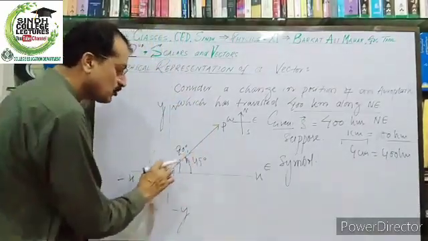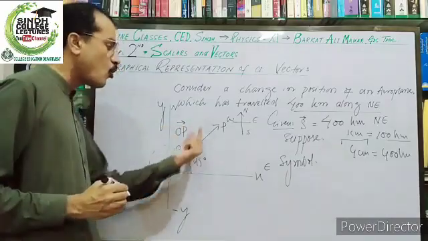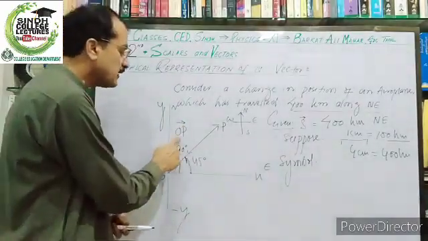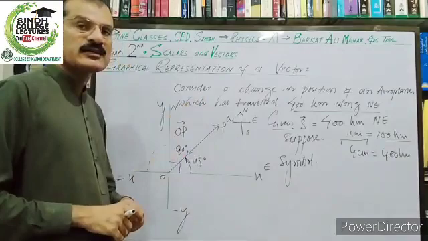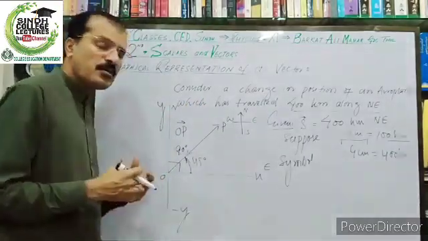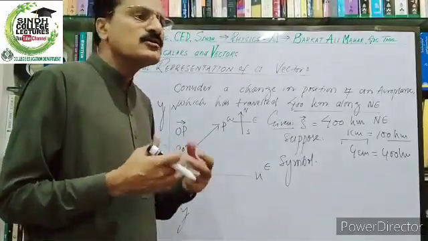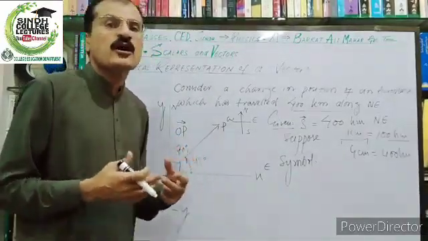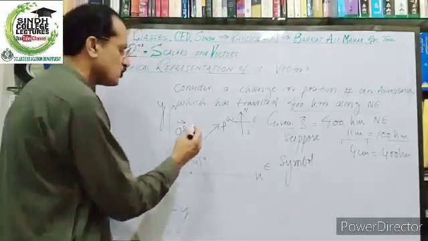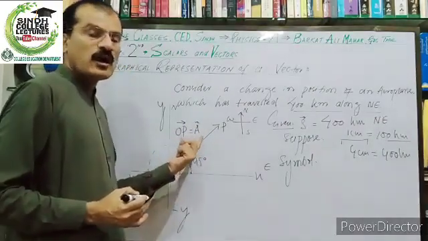So you can name this vector too. Suppose this vector is the OP vector. Writing OP with an arrow on top, you can say this is the OP vector. But if you want to represent it with a single letter, then you have to use a capital letter of the English alphabet. So you can say this is the A vector. Yes, OP vector or A vector.